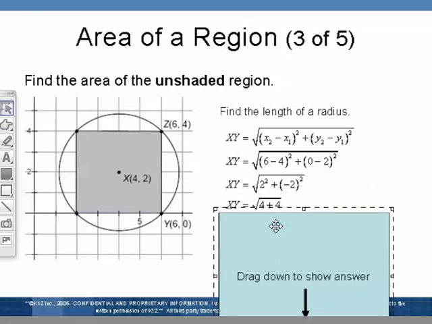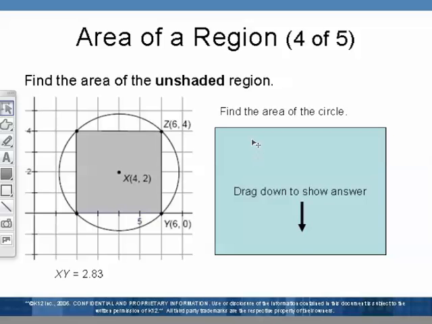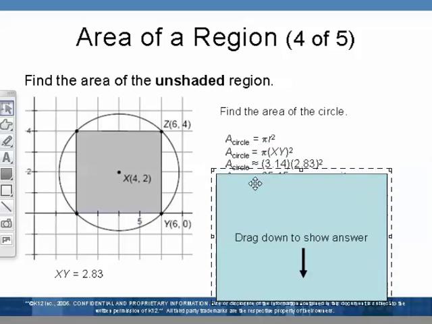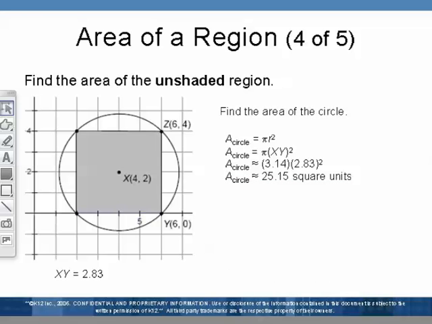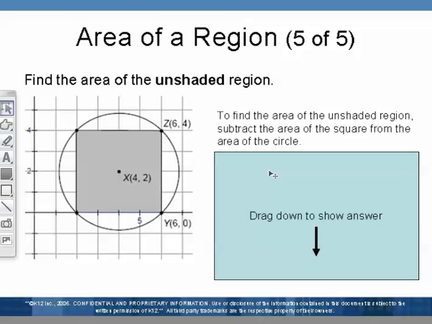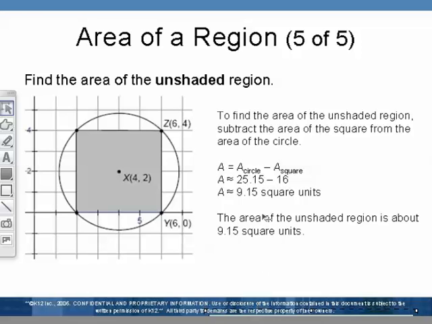And they find the distance from X to Y to be the square root of 8, or 2.83. They can now use that square root of 8 in the formula for finding the area of the circle, and they get 25.15 square units. Okay, so we're real close here, right? We got 25 for the circle and we got 16 for the square. We can now subtract those and get their difference, and see that there's a difference of 9.15 square units. Didn't think there was that much, did you? But it's quite a bit of distance in there.